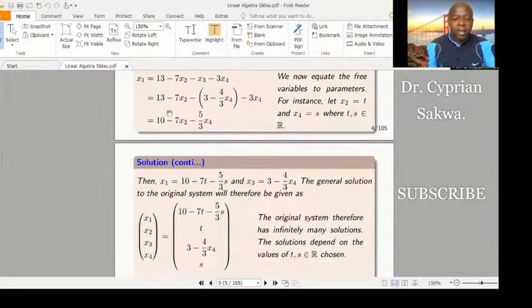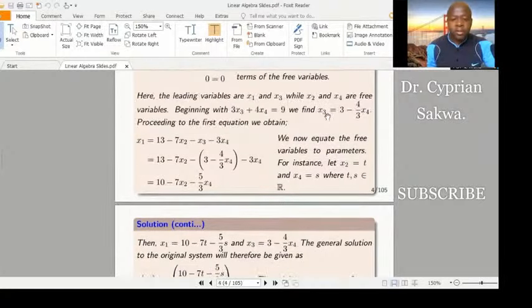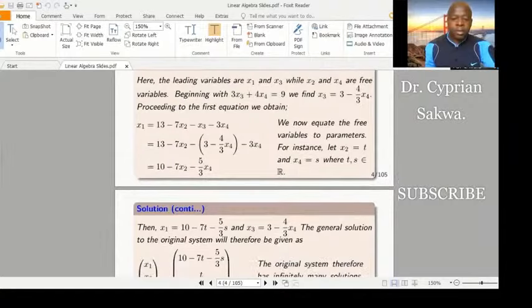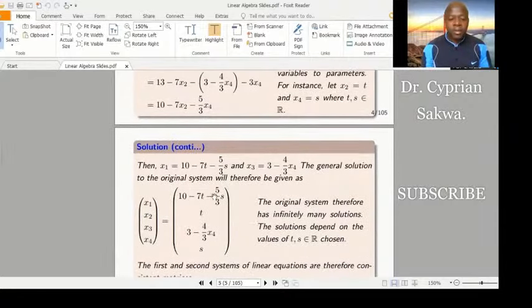I got x1 to be this, and I also got an x3 to be that. This value here is x3, this is x1. And then after saying that x2 is t and x4 is s, I can now write a general solution to that system. X1 is this, x2 is t, x3 is this, and x4 is s. This is the general solution.